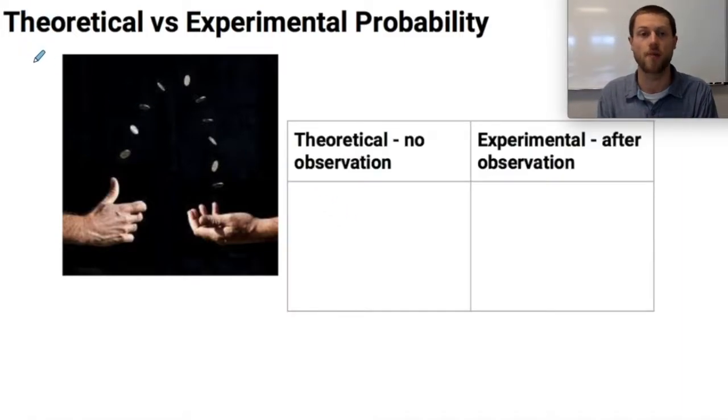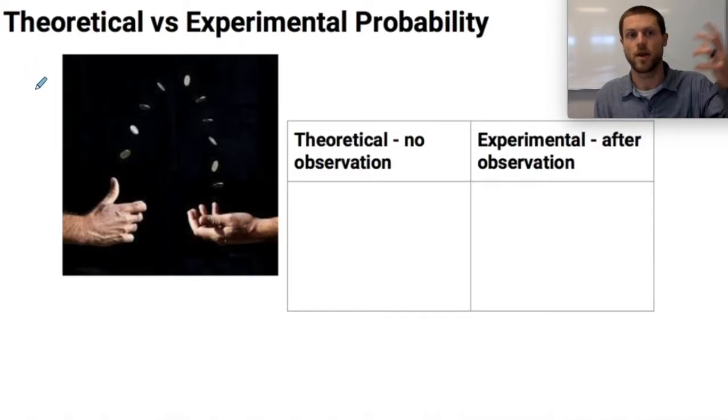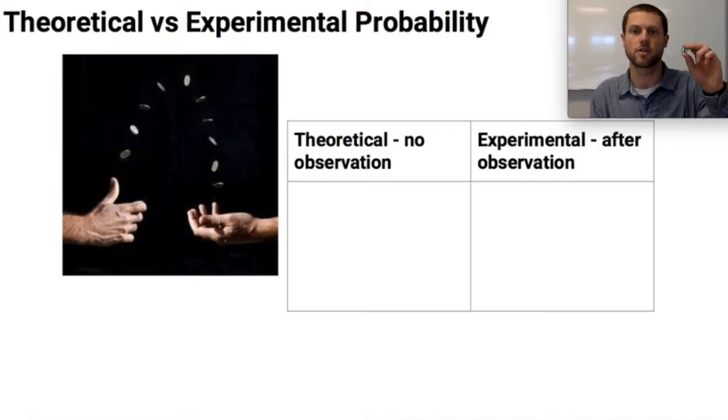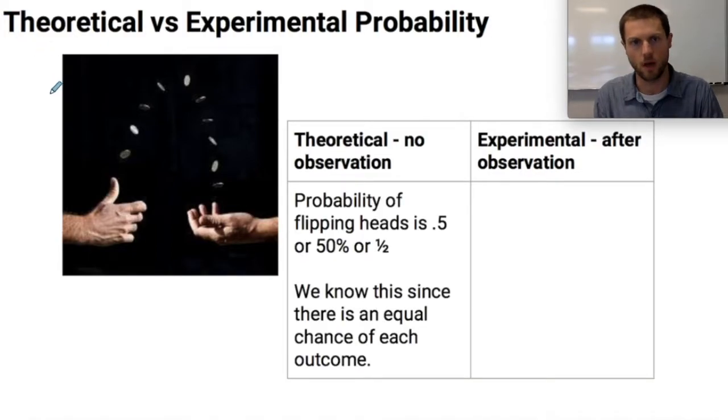Theoretical, we'd say, has no observation to it. This is just in theory. We haven't actually tested anything out. This is just what the probability should be without any sort of observation. And then experimental would be what happens after observation. So for example, I have this six-sided die. I can come up with the theoretical probability of rolling a 6 before I've actually even thrown the die to see what the outcome is. Or you can think of flipping a coin. The probability of flipping heads is 0.5 or 50% or 1/2. And we know this since there is an equal chance of each outcome, so there's an intuitiveness to that 50-50-ness of it all.